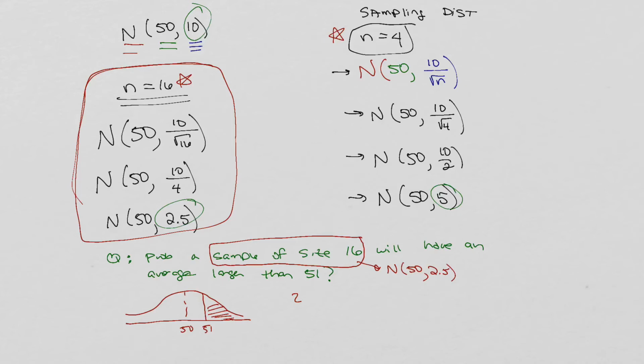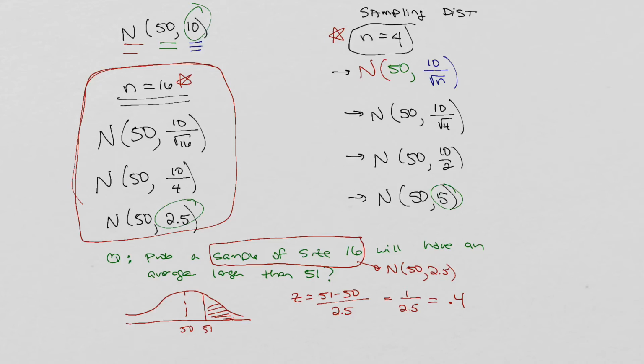Okay? So what we do is we get our z-score, so it'd be 51 minus 50 over the standard deviation, and since I'm dealing with samples, I'll use that particular standard deviation of 2.5. Right? So this is 1 over 2.5, which is 0.4. Okay? And then if we look up 0.4 in our charts, we get 0.6554.